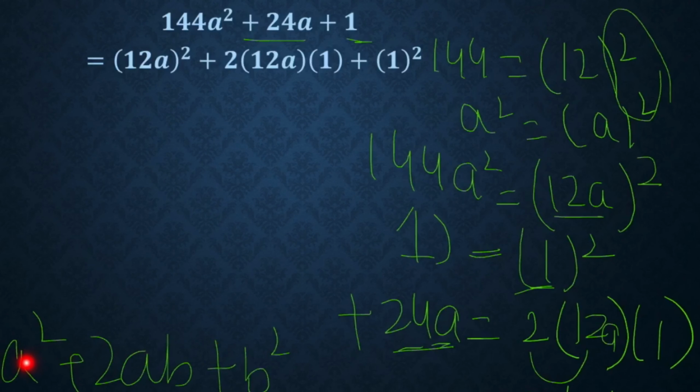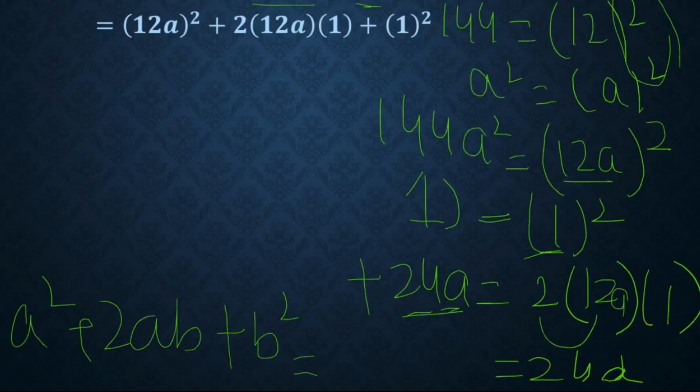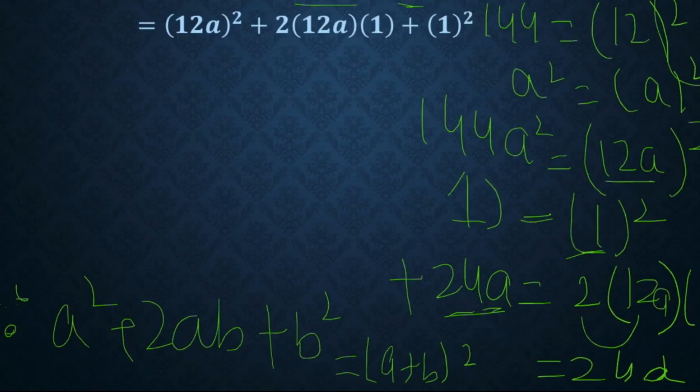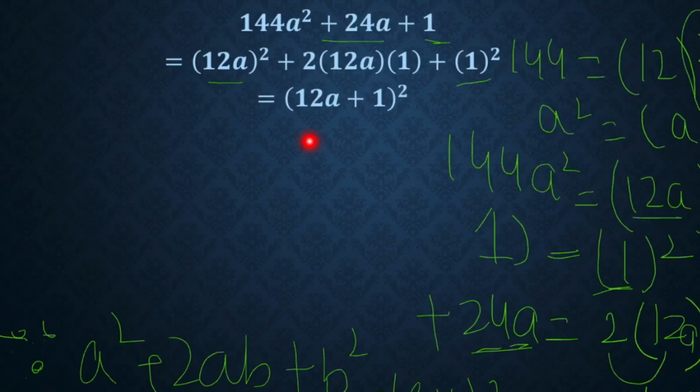So a square plus 2ab plus b square can be closed as a plus b whole square. What is a now? 12a. What is b now? 1. It will be closed as 12a plus 1 whole square.